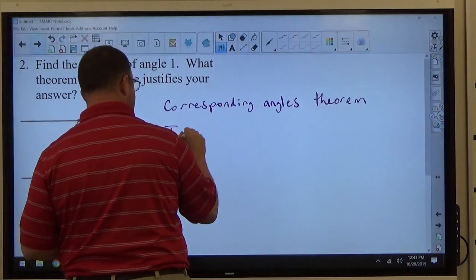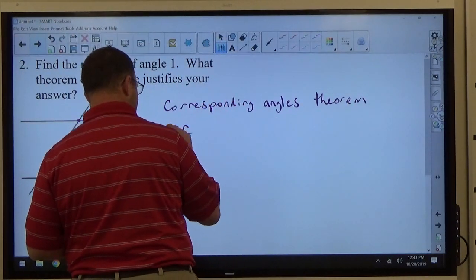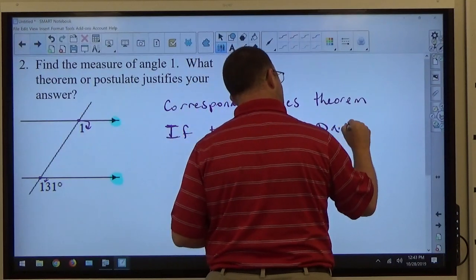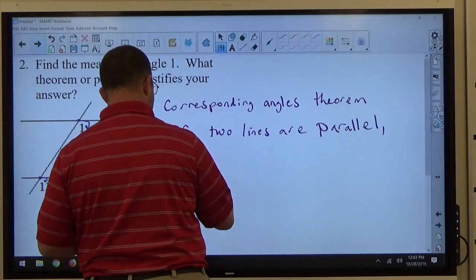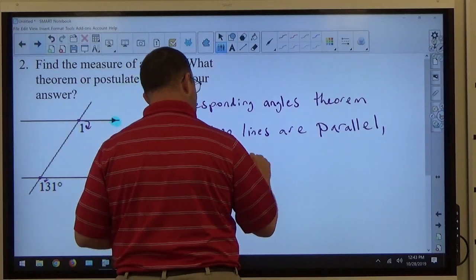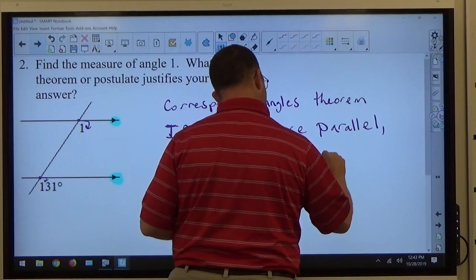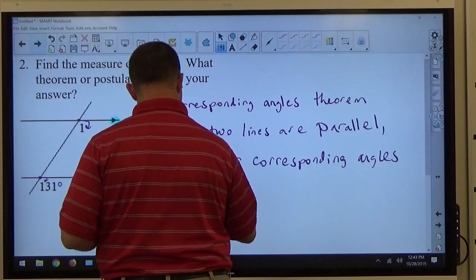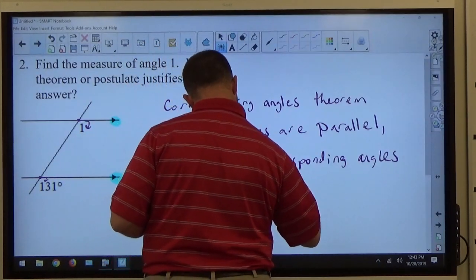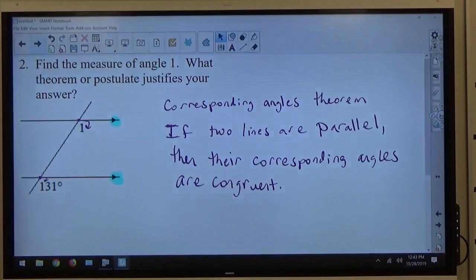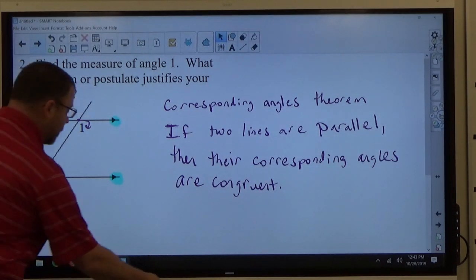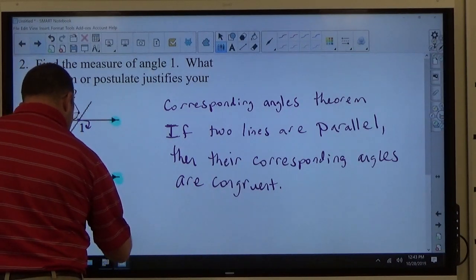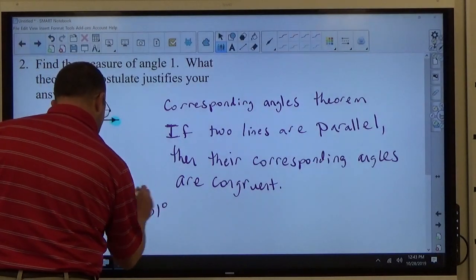Which states, if two lines are parallel, then their corresponding angles are congruent. And as we've already discussed quite often, congruent angles have equal measures. So since these are corresponding angles, I know that the measure of angle 1 has to equal the measure of the 131 degree angle. So the measure of angle 1 equals 131 degrees is the answer to the question.